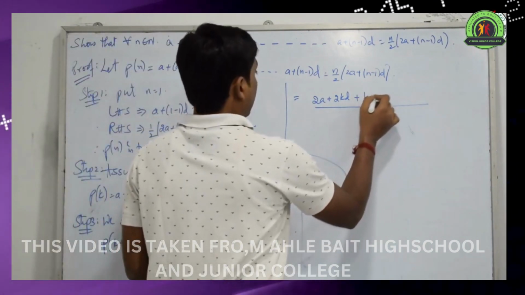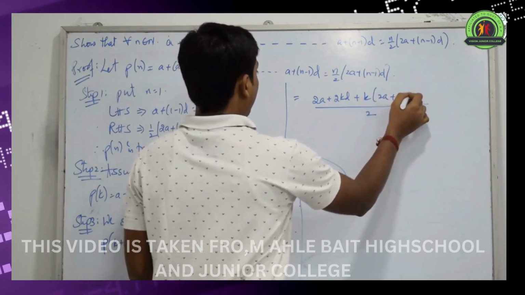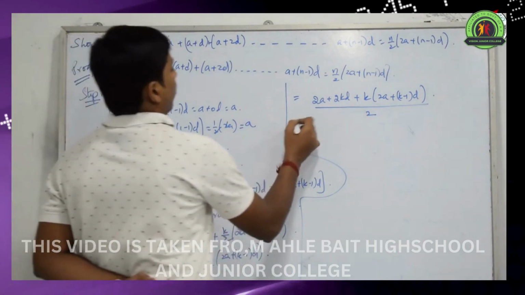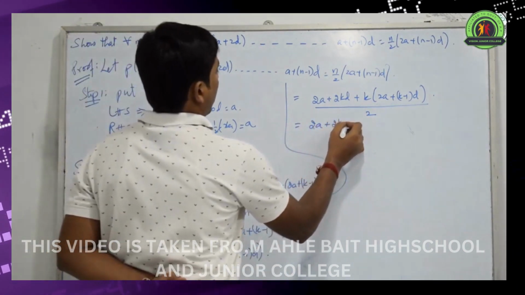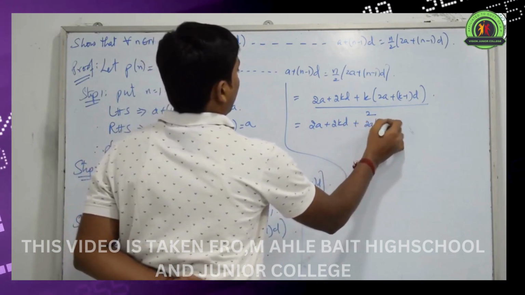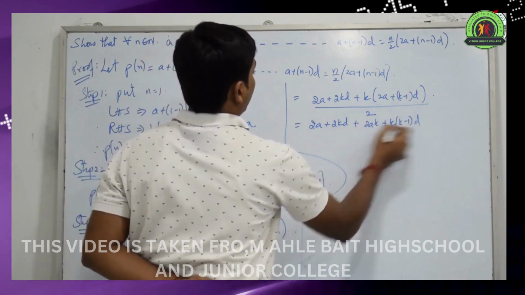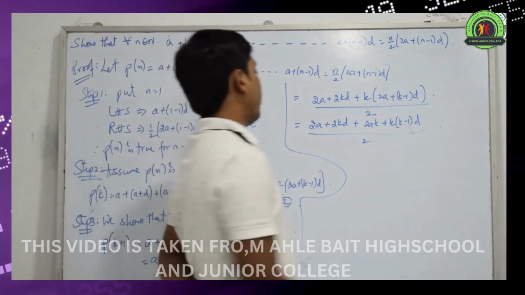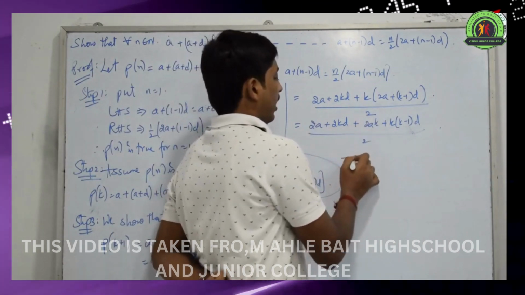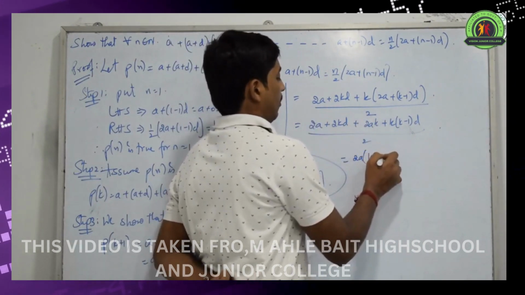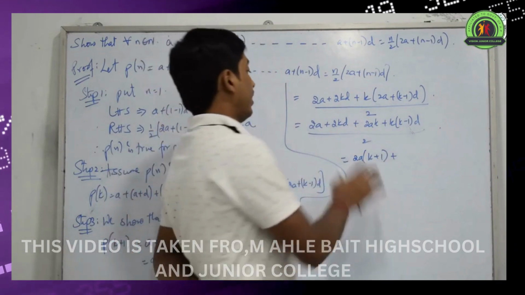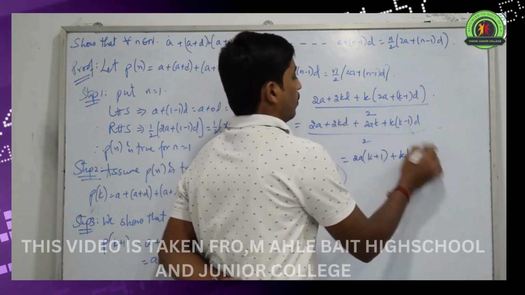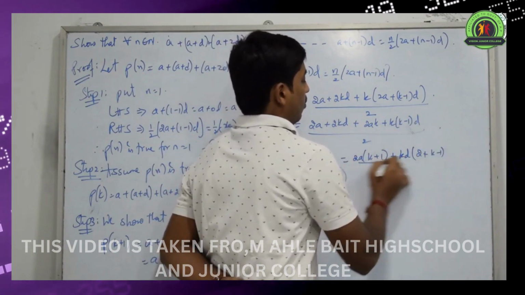That is k into 2a plus k minus 1 into d. Fine. Okay. Now let us write it: 2a plus 2kd plus 2ak plus k into k minus 1 into d, whole divided by 2. If you observe here, 2a plus 2ak, can I take 2a common? I will get k plus 1. And then here kd common, I will get 2 plus k minus 1, whole divided by 2 again.